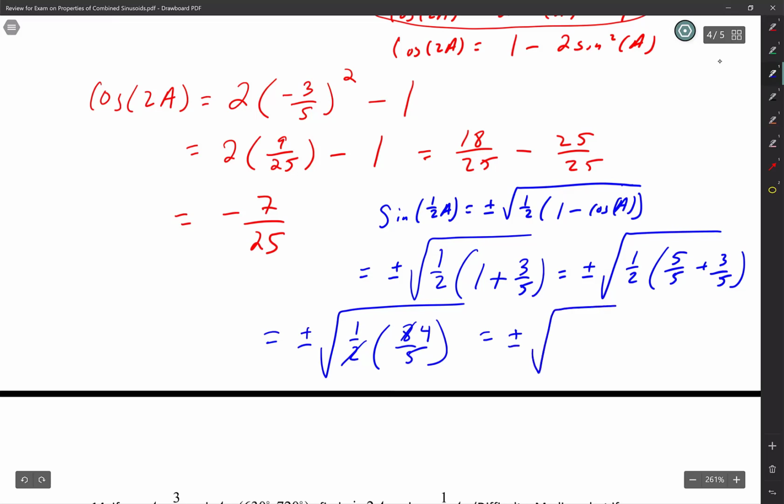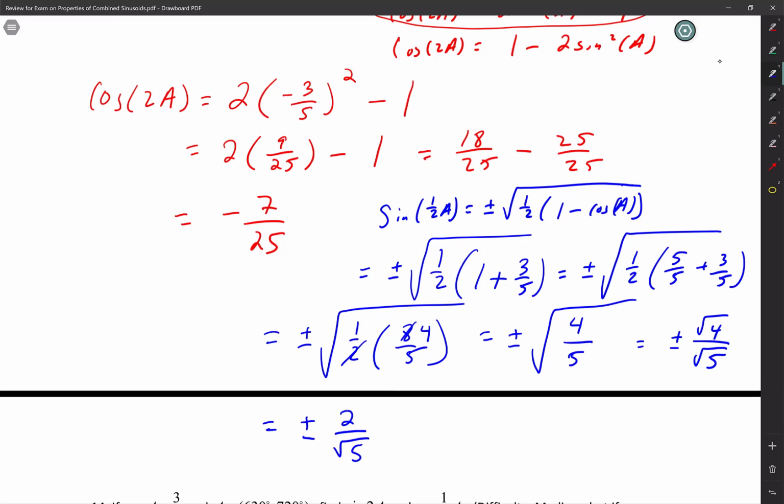So plus minus square root of 4 over 5. That's plus minus square root of 4 over square root of 5, from the laws of exponents. The square root of 4 is 2. So plus minus 2 over square root of 5. If it's a free response, you can leave it alone right there.